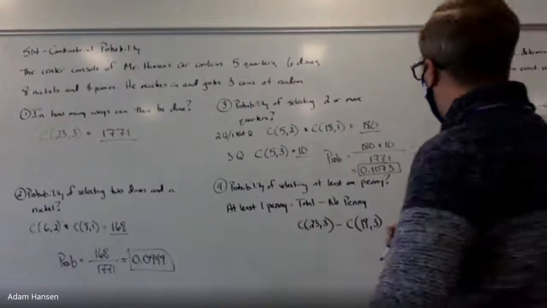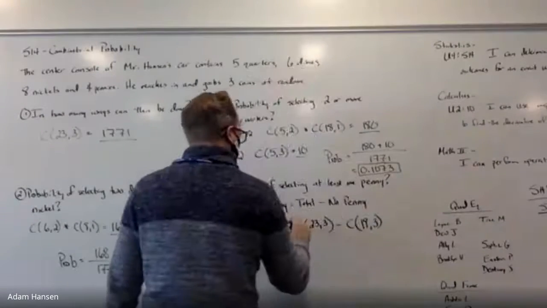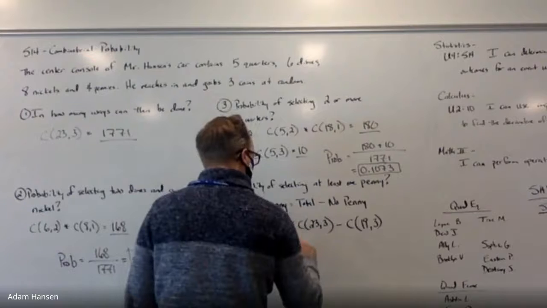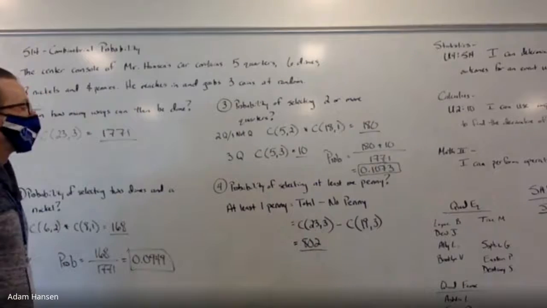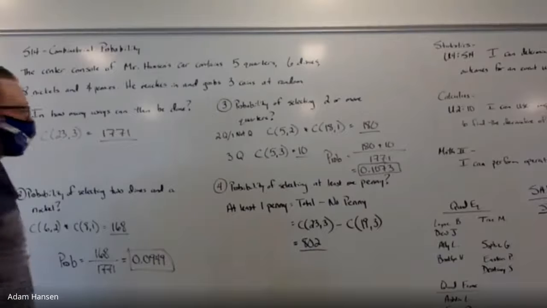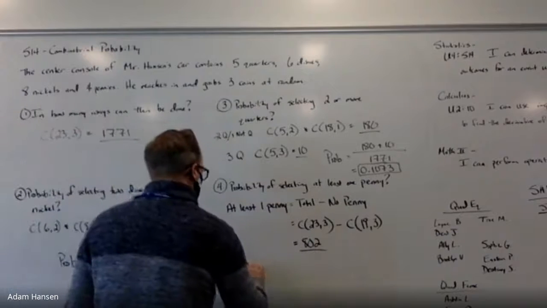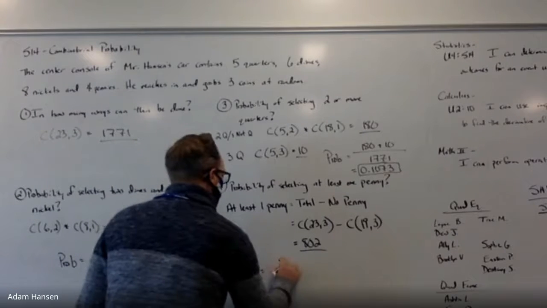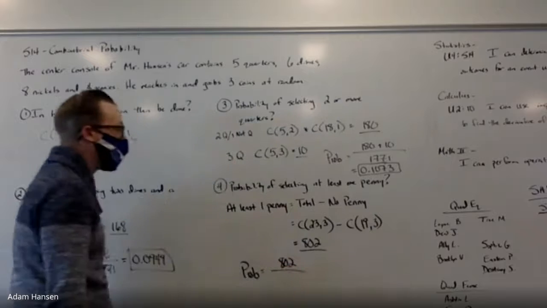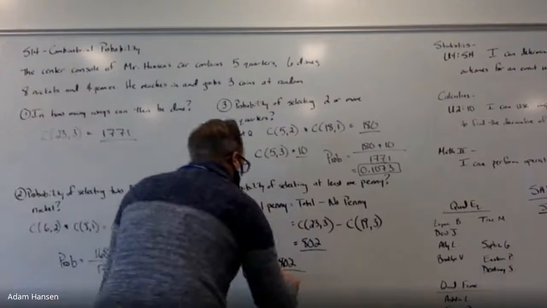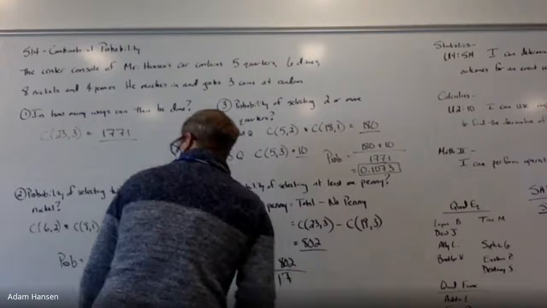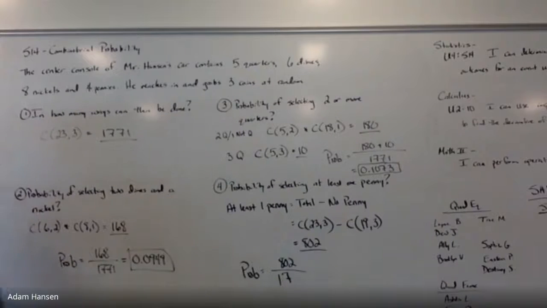It's like 802. So my probability of at least 1 penny is the 802 ways to draw either 1, 2, or 3 pennies we found by taking the total number of combinations minus the ones that have no pennies in them, out of the 1,771 ways in total that I could draw any 3 coins.